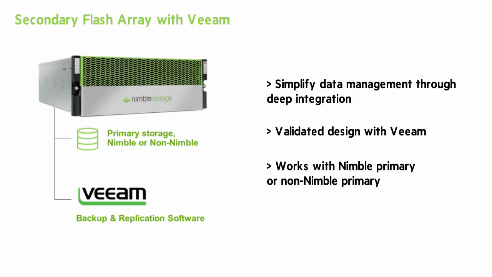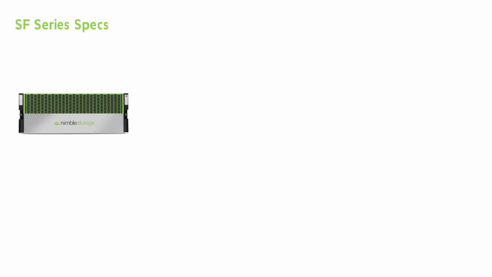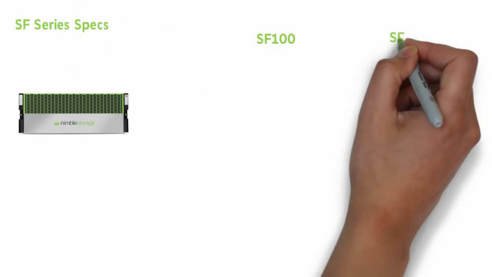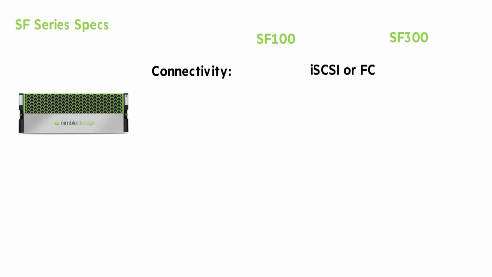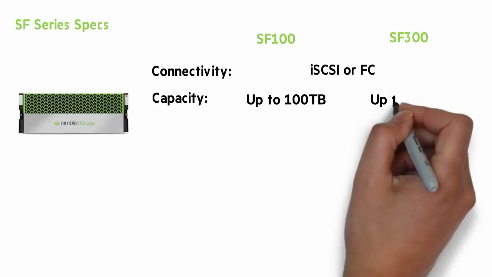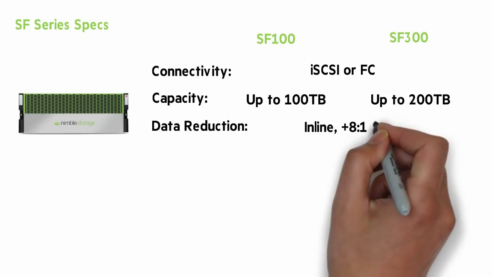Let's have a look at some of the SFA product line specs. There are two models, the SF100 and the SF300. The connectivity options include iSCSI and Fiber Channel. The maximum capacity of the SF100 is 100 terabytes, while the SF300 is 200 terabytes. The data reduction is inline deduplication and compression, and we expect it to be around 8:1. Your results, of course, may vary.